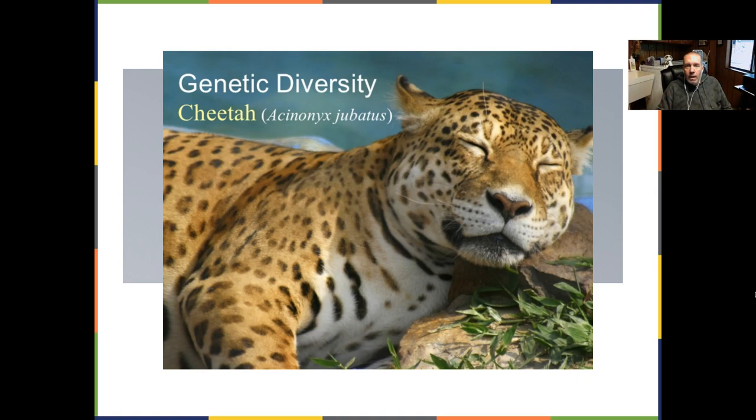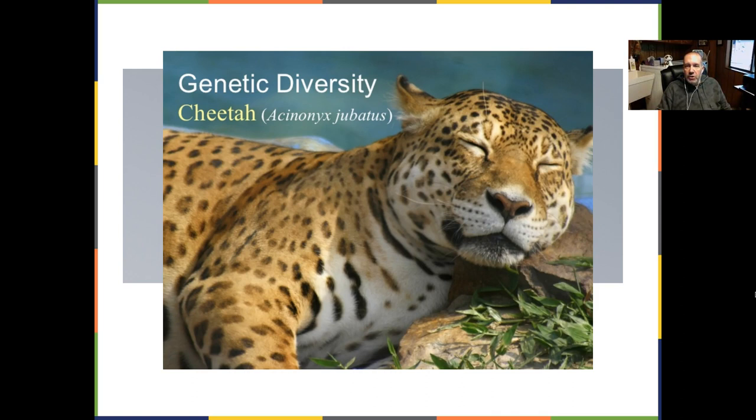Now, I don't know if you've been paying attention here. The image on the screen talks about genetic diversity in the cheetah. When I was preparing this slide several years ago, I Googled cheetah so I could get an image of a cheetah. This was literally the first image that popped up, so I'm like, cool, that'll work. Well, do any of you notice what's wrong with this picture?